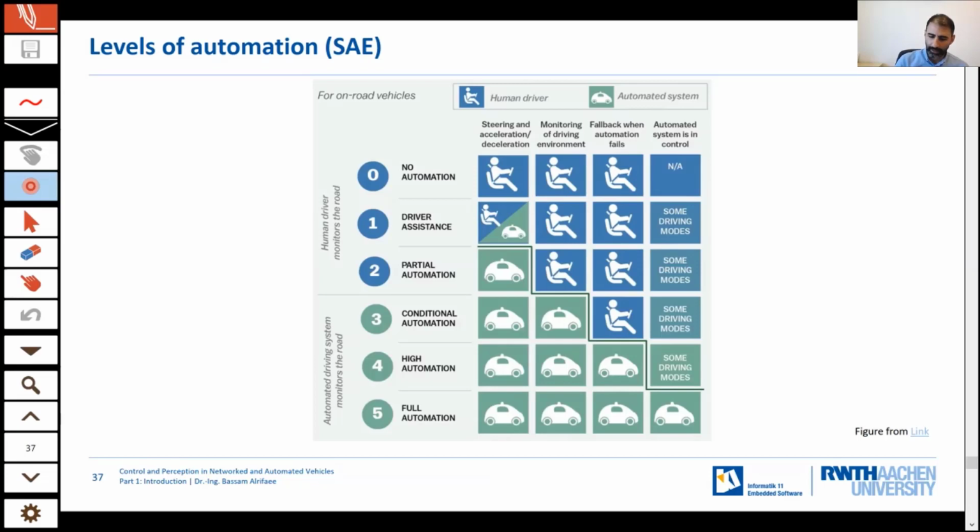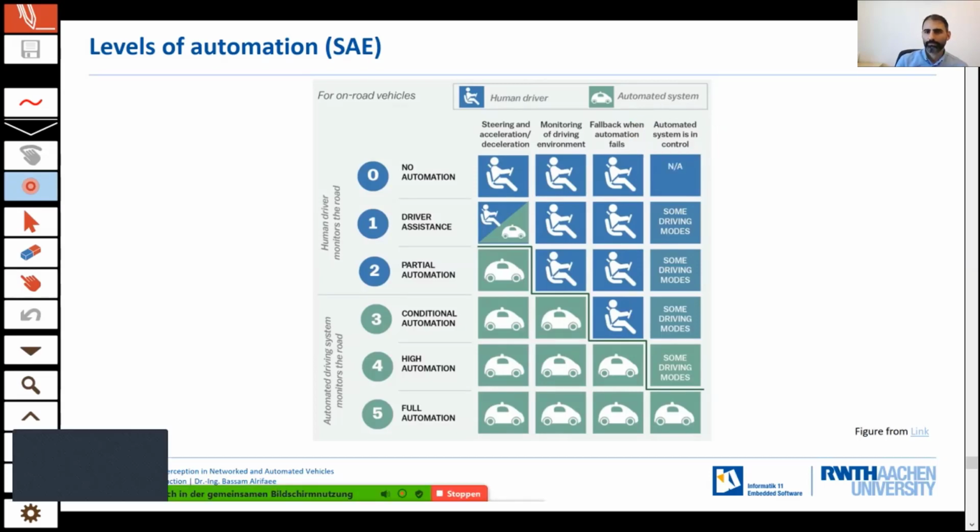Yeah, and here we see in the fourth column the automated system is completely in control, and this is the case in full automation in level 5. So here you can study this picture in more detail, but I would like to give some examples. If you look at the second row, you see the driver and the system take care of the steering and acceleration and deceleration. And this is the case, for example, for cruise control systems or speed control.